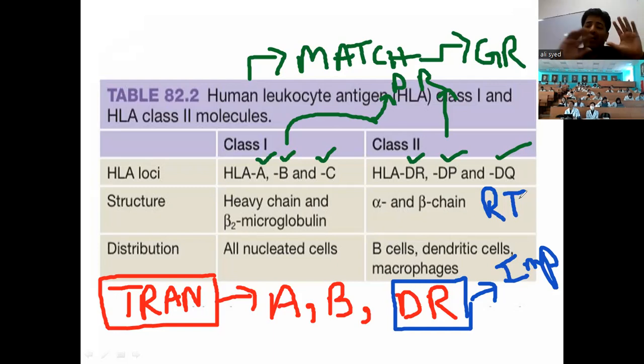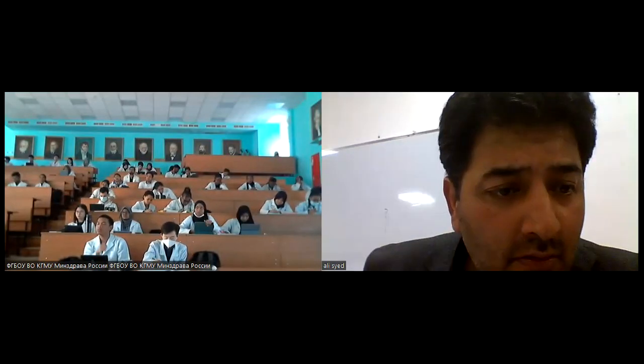In all transplantation HLA matching is a must, but please remember in transplantation, these must be matched: A, B, and DR. And if you ask me which one is the most important one, your answer will be DR. Till now everything is clear?